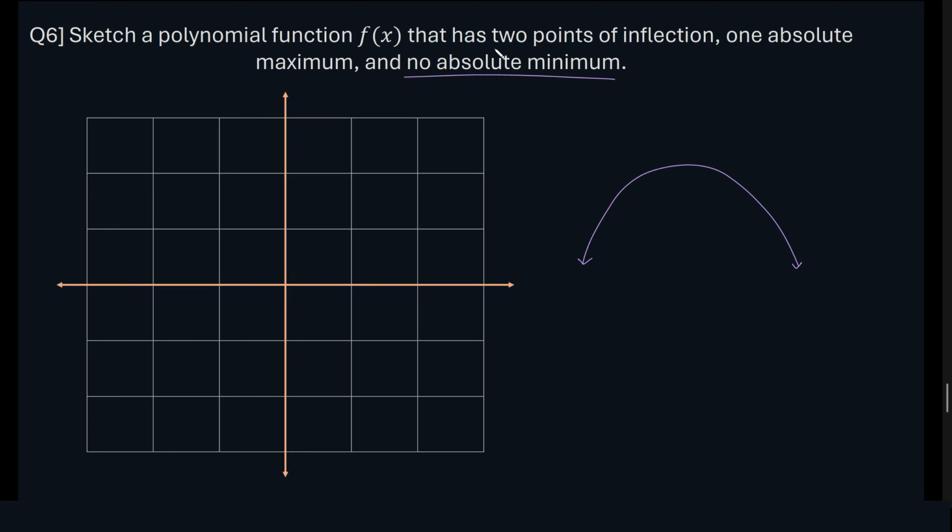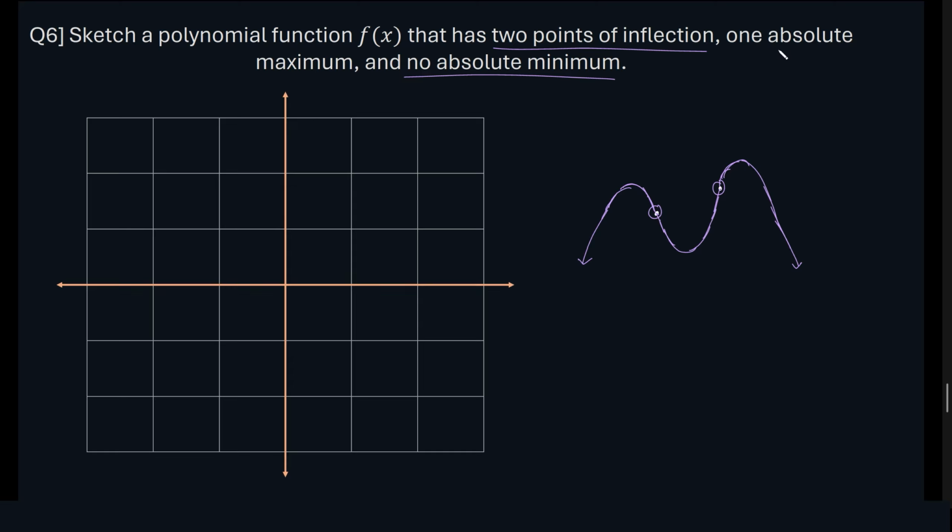Next, we want 2 points of inflection. That means the graph should change its concavity at these points. So let's erase this middle part, and I'll randomly mark 2 points here and here. Now, till here the graph is concave down. Then at this point of inflection, it changes to concave up, and then again changes to concave down.